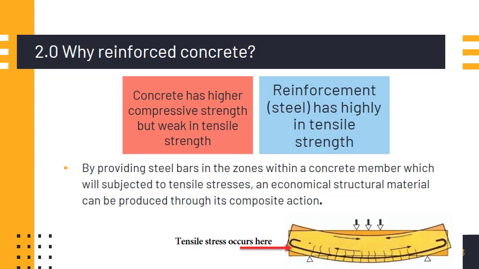Other than that, concrete is very durable and resistant to fire. Unlike steel, it is very susceptible to fire and corrosion. That is why steel must be embedded into concrete by providing sufficient concrete cover. By having these two materials together, an economical structure material can be achieved.